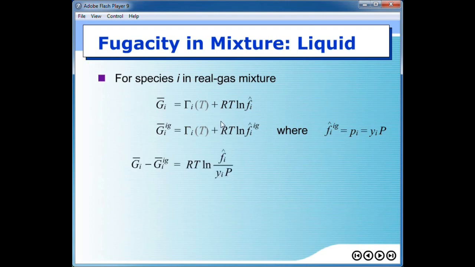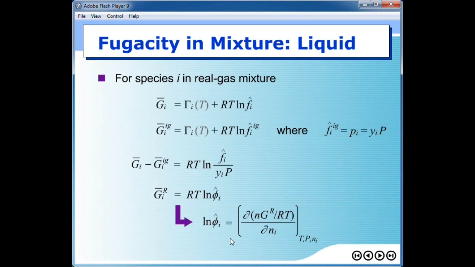You take these two equations and subtract the second equation from the first, you get this equation. On the left-hand side, this is a deviation from ideal gas, a real gas property subtracted by the ideal gas property, which is the residual property. And on the right-hand side, this is the ratio of fugacity coefficient.